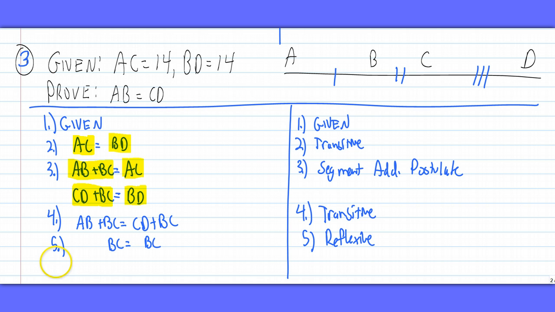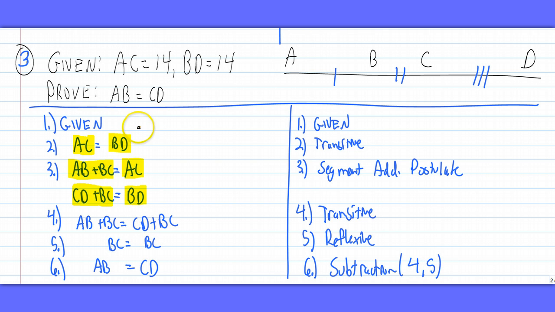Well, why did we want to say that? That's because on the left-hand side, we're going to subtract BC from both sides to get AB by itself. And on the right-hand side, we're also going to subtract that BC to get CD by itself. So this is a subtraction of steps 4 and 5. Step 4 is where the equation was at. Step 5 is what we subtracted from both sides. And this is what we were trying to prove. So our proof is over.